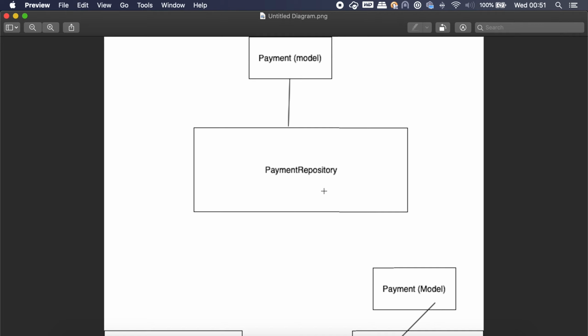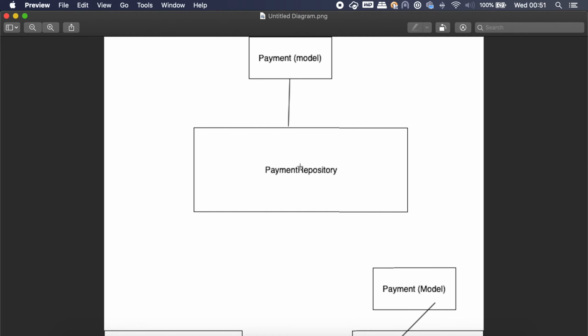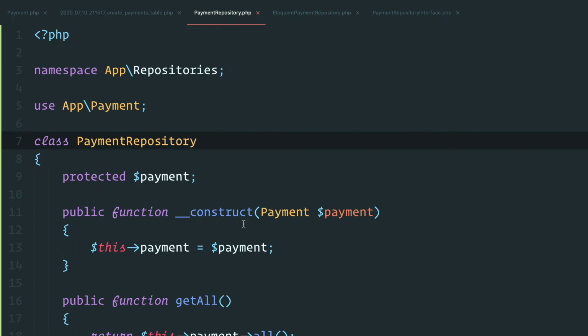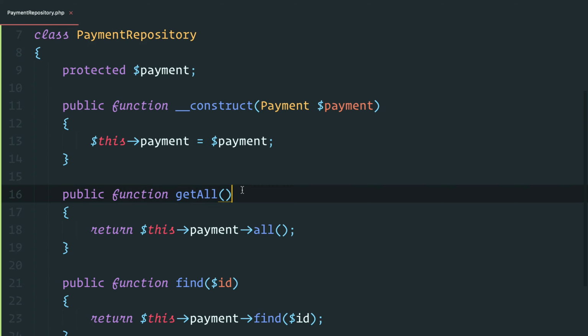Okay, so I made this little diagram to show you guys what a repository is. More often than not, it is used this way. So you have your controller and you need to use the payment model, the one we've been using in the past two lessons. Instead of instantiating the payment model or doing queries through it, you are going to do them through the payment repository. And let me show you guys this. So here we have it. Let me close the other tabs. And it looks something like this.